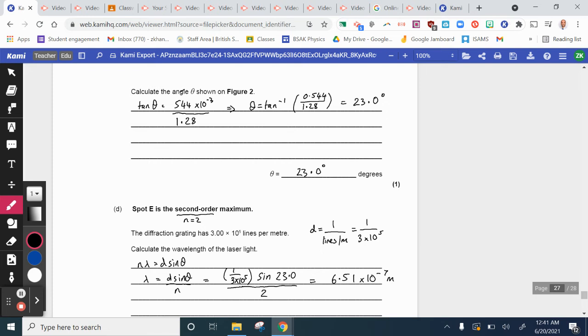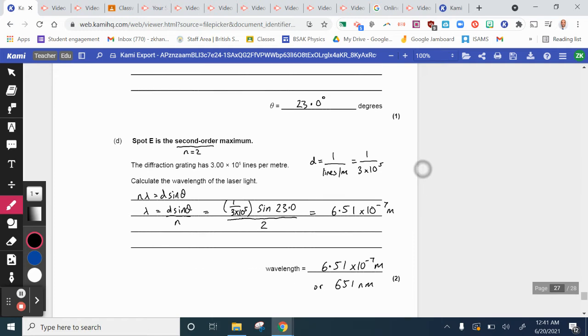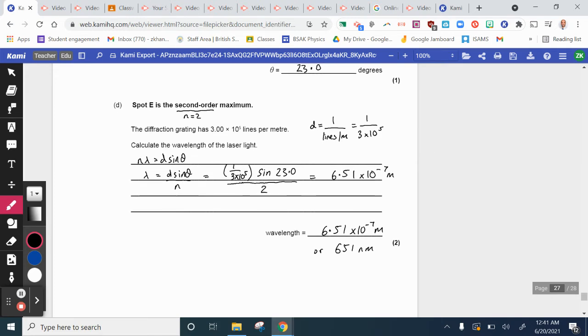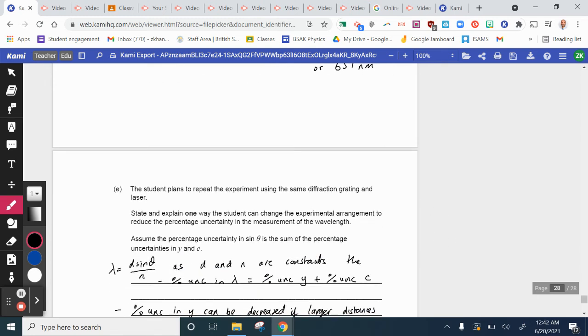So that's there. Sine of 23, that's the angle of the second order, and divided by n, the second order, 2, and we'll get a wavelength of 6.51 times 10 to the minus 7 meters. Now that in nanometers is 651 nanometers. This is in towards the red part of the spectrum, higher wavelength. So the visible spectrum is between about 400 and 700 nanometers, and that number looks right.